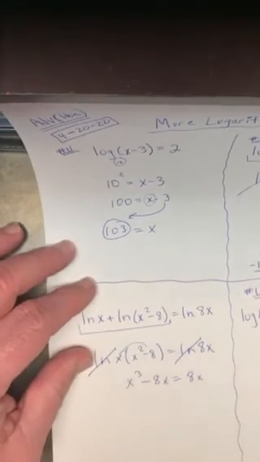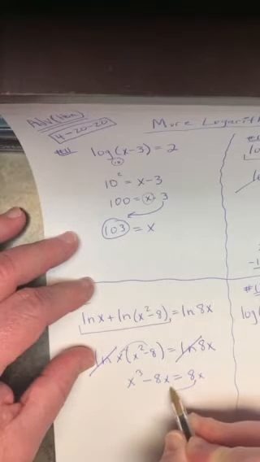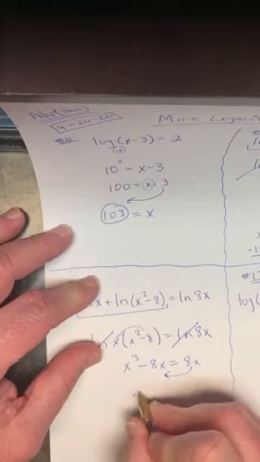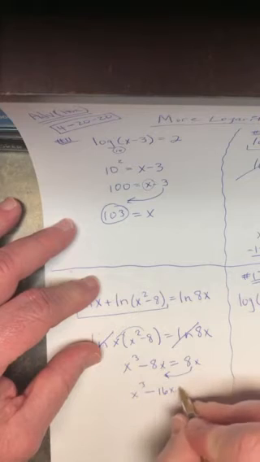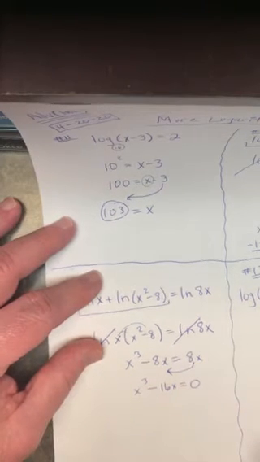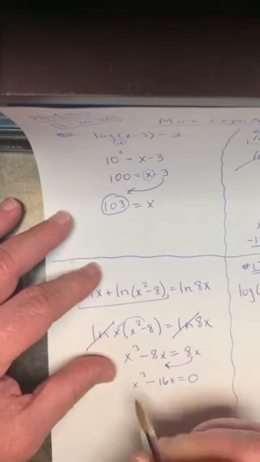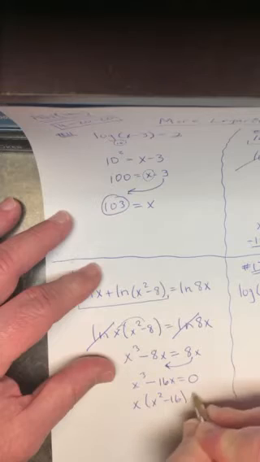Oh, so now what would I do? Guys, agreed that I'm going to take this 8x and shove it over to the left side, giving me x cubed minus 16x equals 0. Now what? Don't they have an x in common? I factor out an x, leaving me with x squared minus 16.